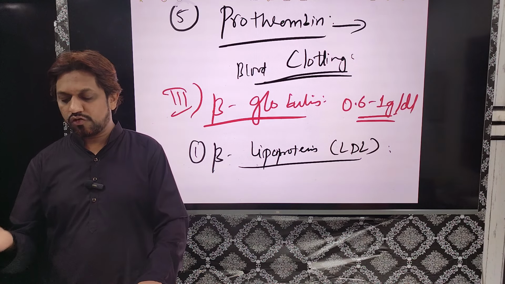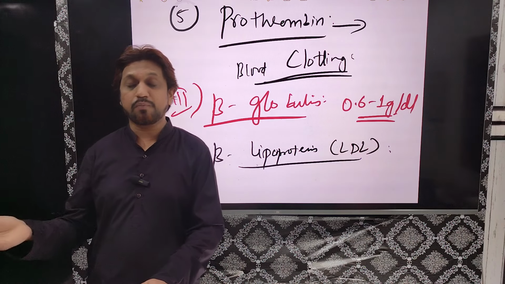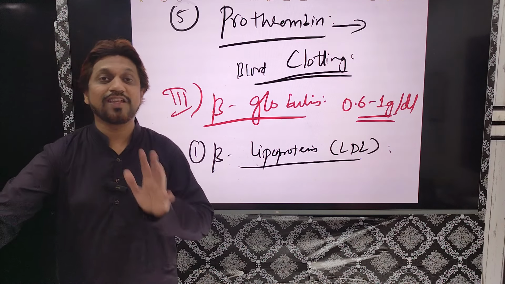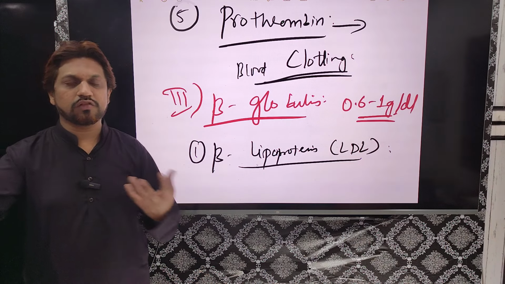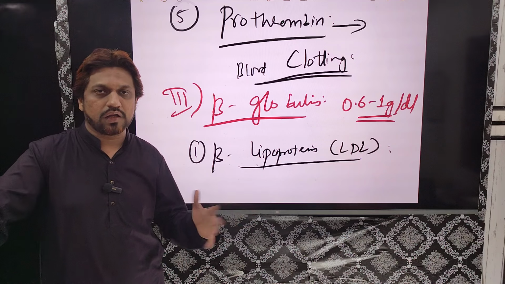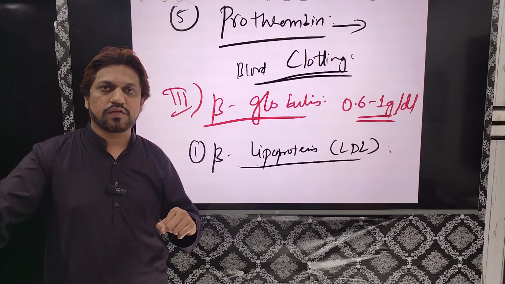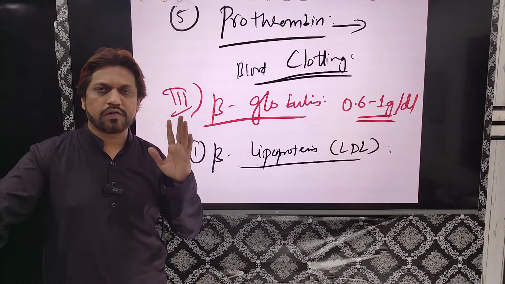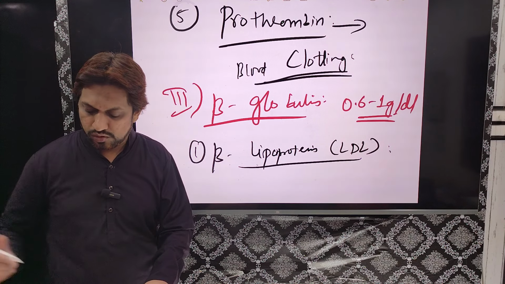Excess accumulation of these beta lipoproteins, or LDL, can sometimes be dangerous. It will lead to atherosclerosis. For example, atherosclerosis of the coronary arteries will lead to a myocardial infarction or heart attack. Similarly, atherosclerosis of the cerebral blood vessels may lead to stroke also.